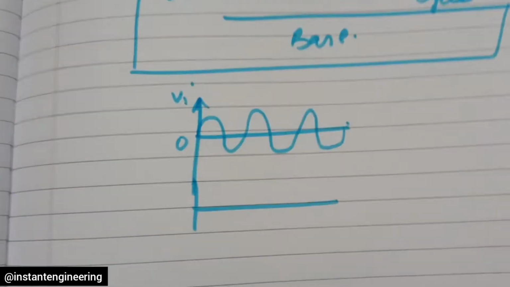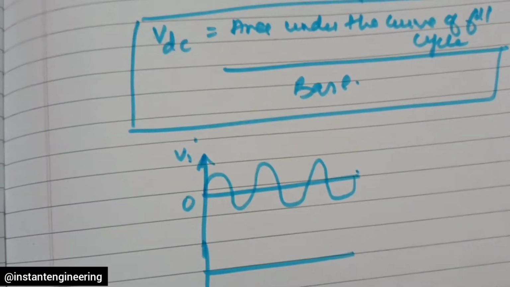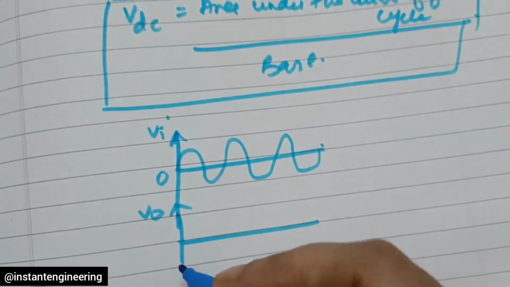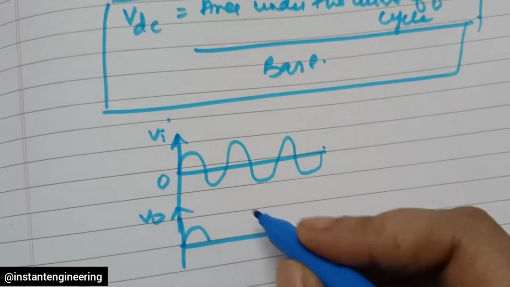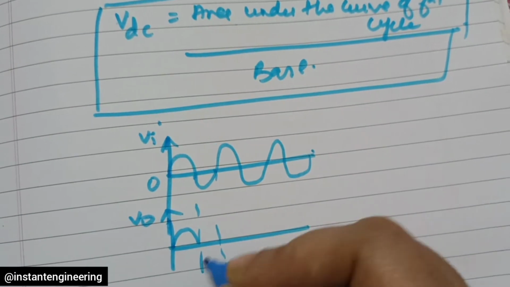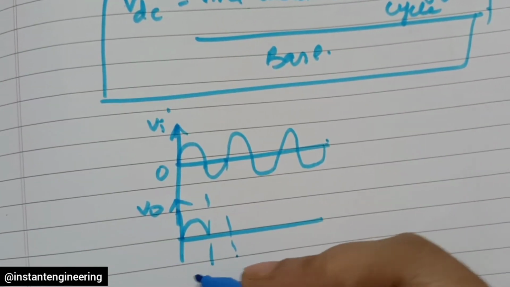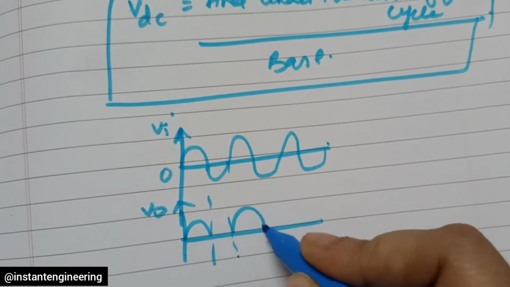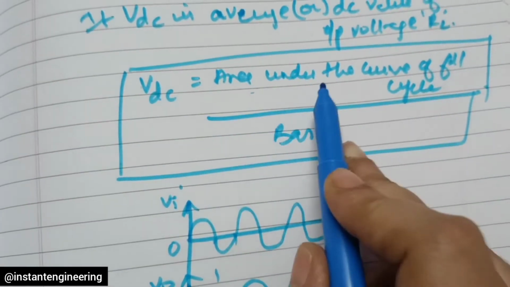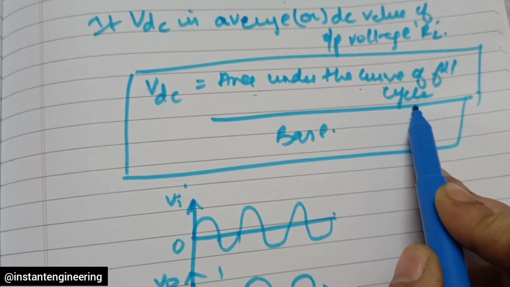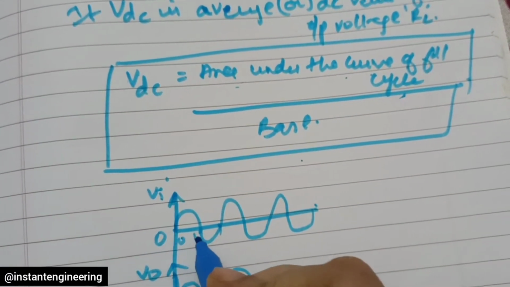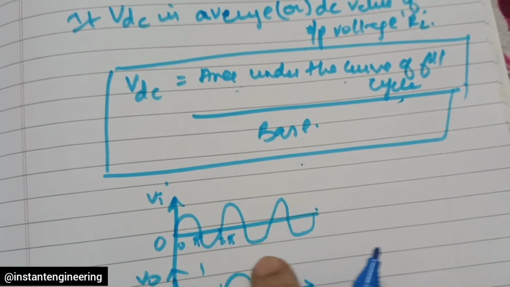For a half-wave rectifier, the output will be only the upper part. I mean only the half wave will be there. For the remaining lower part, no rectification is done, so only the upper half cycles appear. So the area under the curve of the cycle is divided by the base. The values are 0, pi, 2 pi in this way.